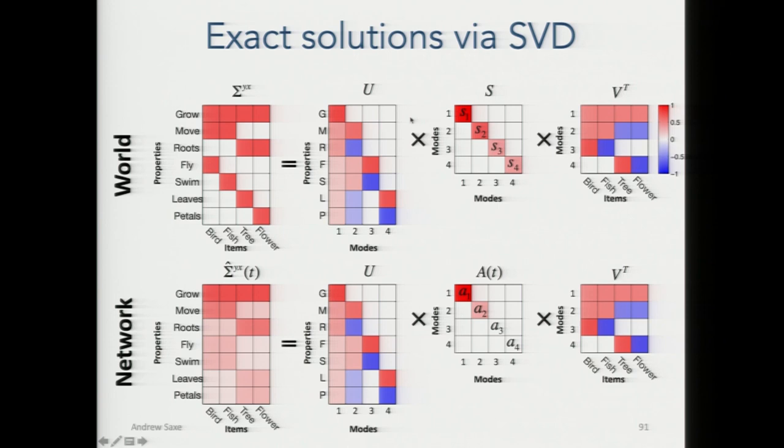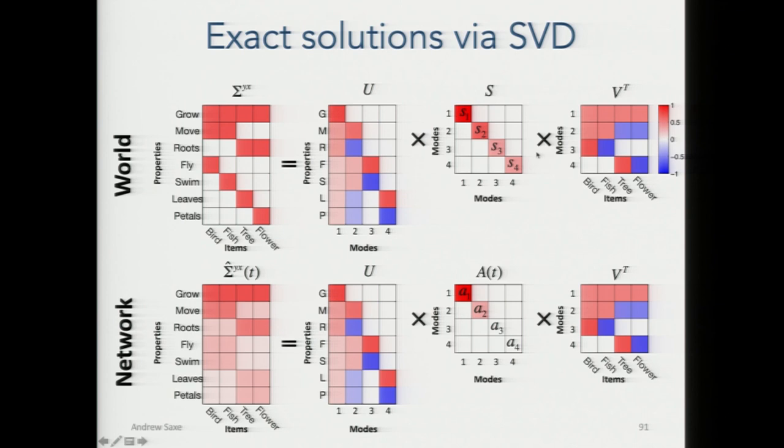And those matrices have these different modes. A mode links together a set of features with a set of items. So this first mode is saying, OK, what is common to all of the items in this data set? Well, they can all grow. And then to a lesser degree, they have these other properties. The second mode is distinguishing the birds, the animals from the plants. And it's saying that the key features that distinguish them are whether they can move or whether they have roots, and so on down the hierarchy. So you can see that, at least for this example, the modes correspond to the structure in the data set.